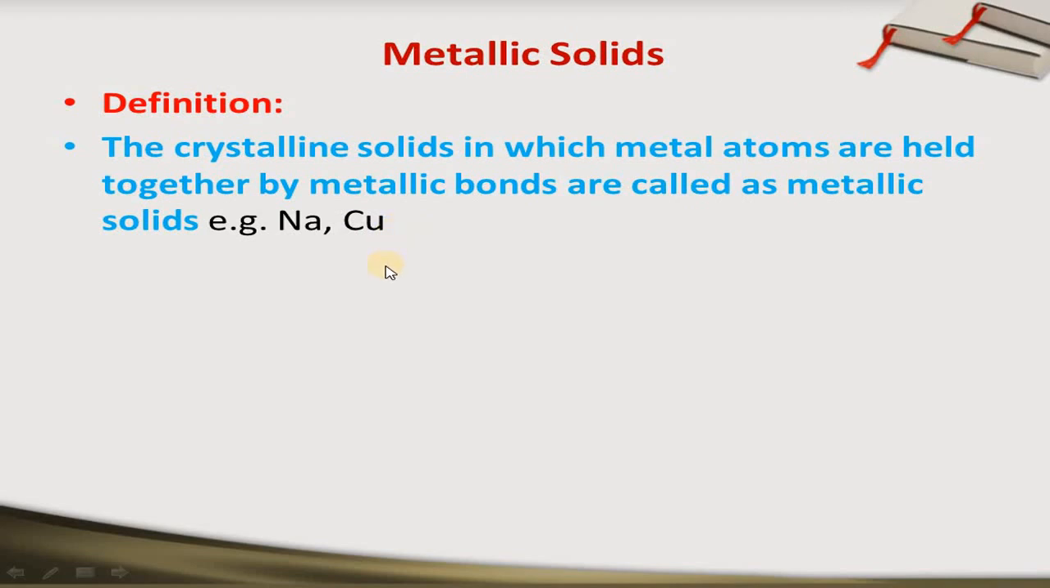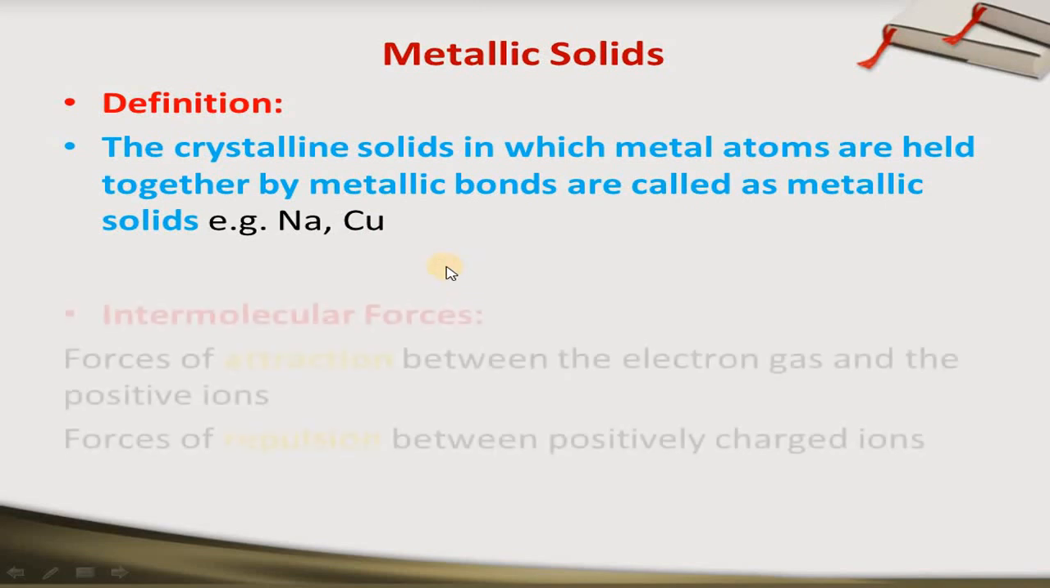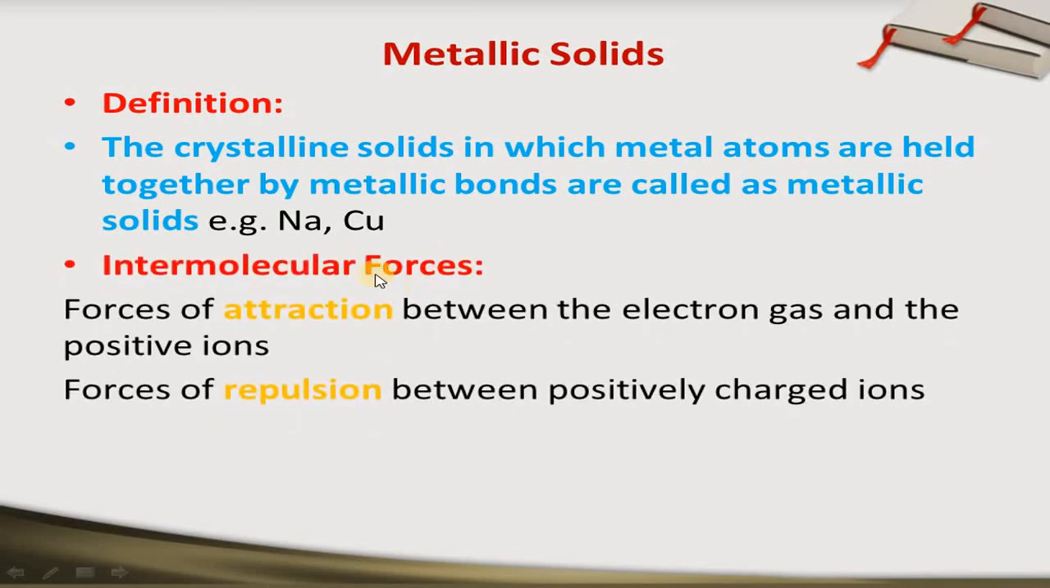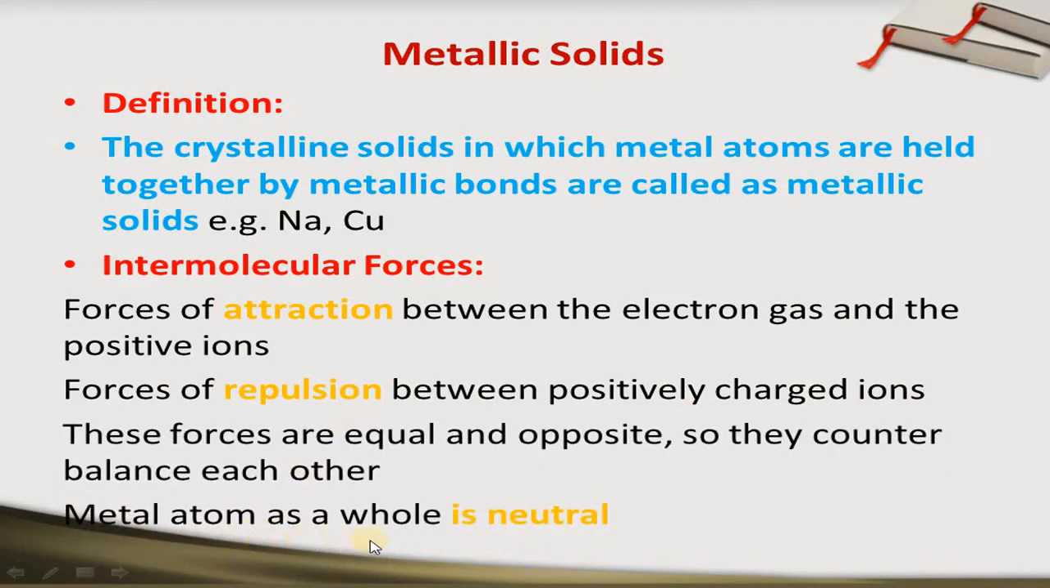And what type of intermolecular forces are responsible for this metallic bond? We have two types of forces. First, we have forces of attraction between the electron gas and the positive ions. And second, we have the forces of repulsion between positively charged ions. Both of these forces are equal and opposite, so they counterbalance each other, and the metal atom as a whole will be neutral.